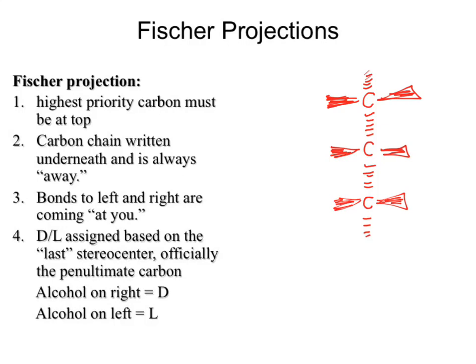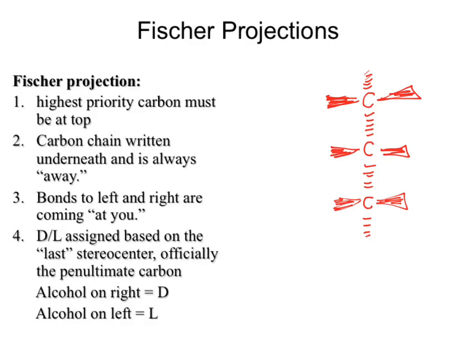So we look at the left and right. Those bonds are coming out at you. Okay? Then we can go through and assign the D and L. If it's on the right-hand side of the structure, it's D. If it's on the left-hand side of the structure, it's L. And we're looking at capital D and capital L.